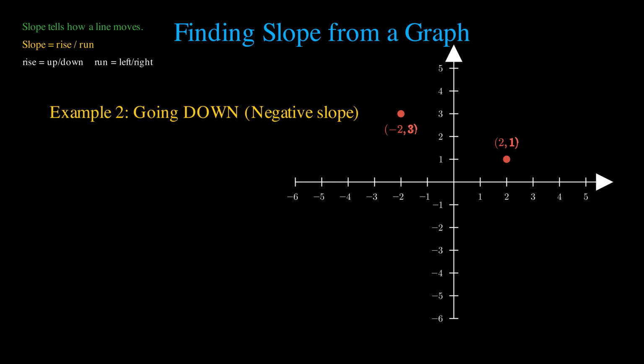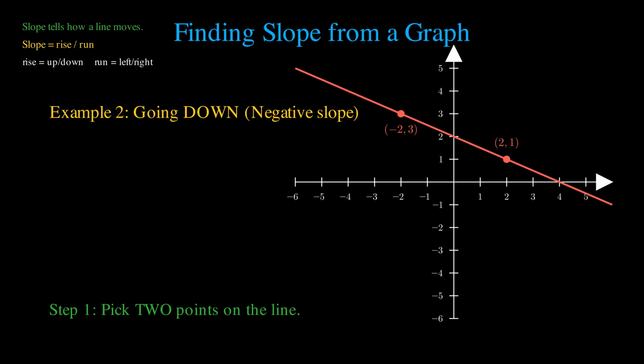In this example, the line goes down as we move to the right. That tells us the slope will be negative. Again, we start by picking 2 points. We count the run first. This time, the run is 4 units to the right.